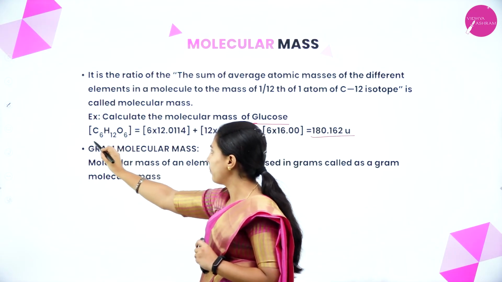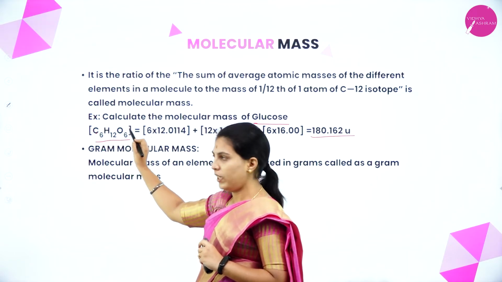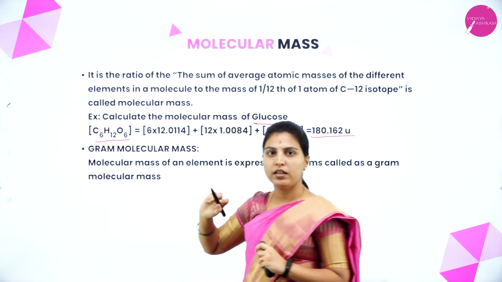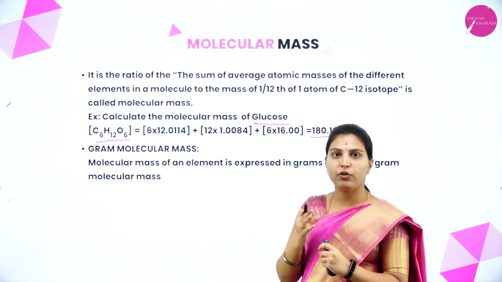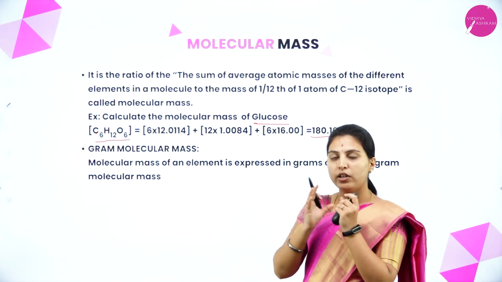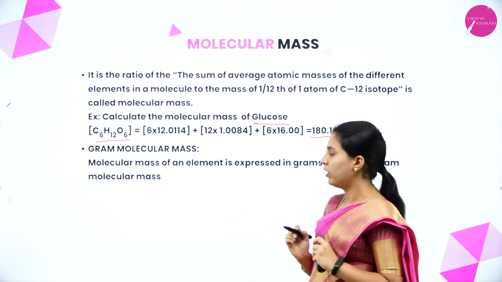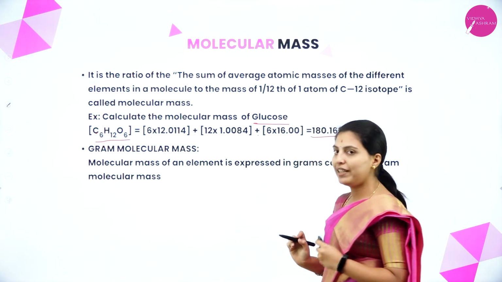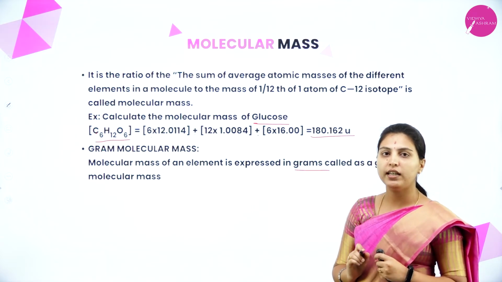This is a compound with different elements, correct? Each atomic mass is taken with the number of atoms, and after all is taken, you have to take the sum. Sum means the overall addition of the products that you have written here. That's all. What is gram molecular mass? The molecular mass of an element, if expressed in grams, we call it gram molecular mass.